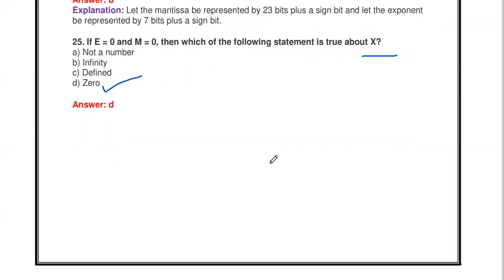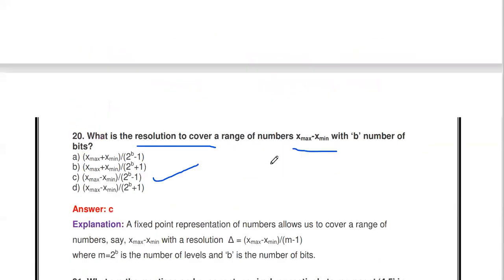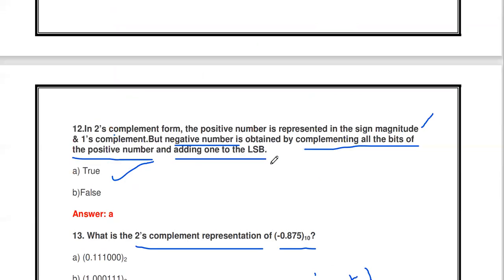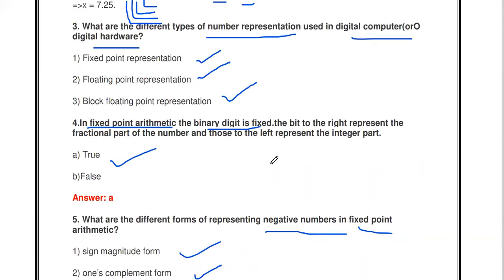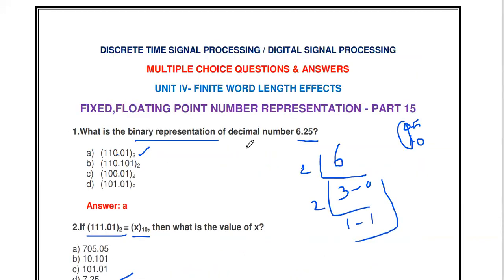So these are some of the questions from number representation in a digital computer or digital hardware. What are the two types of binary representation? Fixed point representation and floating point representation. The third one is block floating point representation.